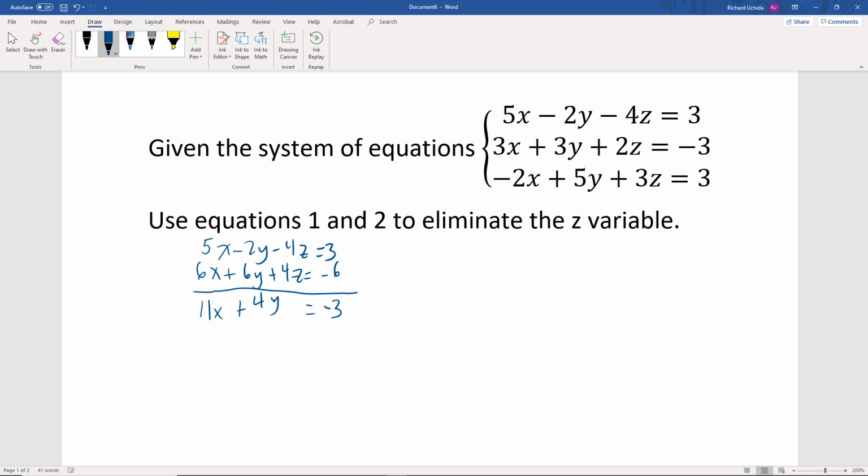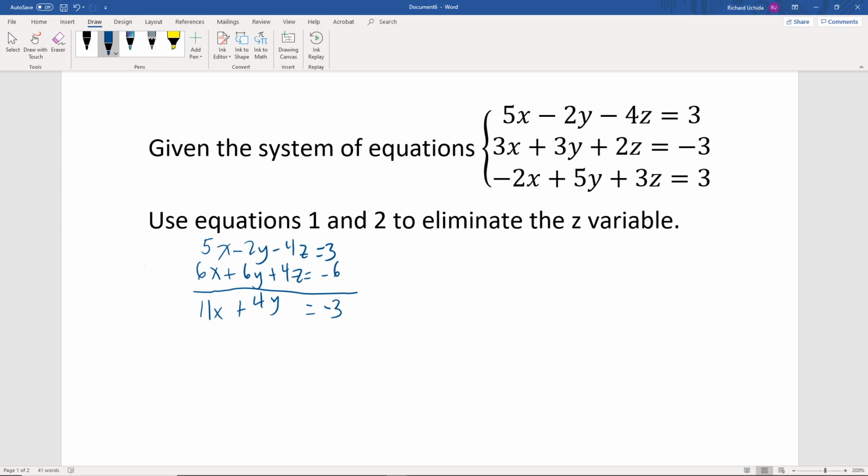Now what I'm going to do next is take another two of the equations, not the same two. Let's say I want to take the second equation and third equation, and I want to again eliminate the z's. So looking at that, again for the second equation, the z term is 2z. For the third equation, the z term is 3z.